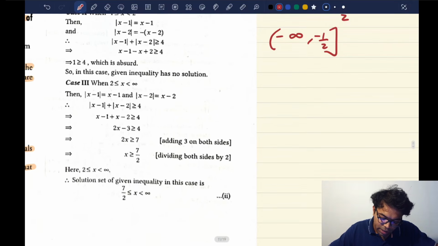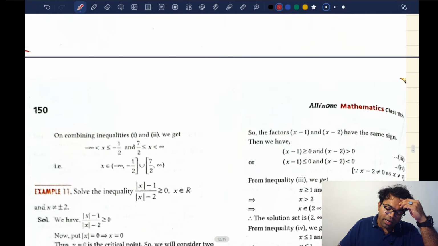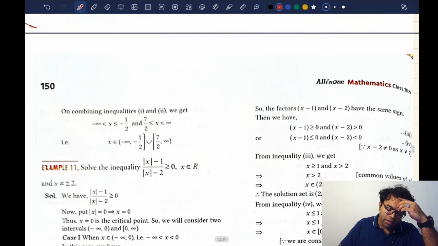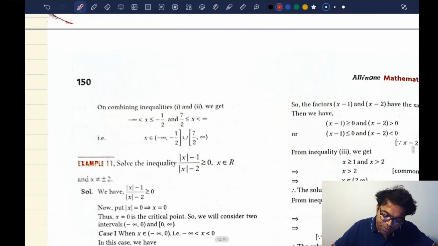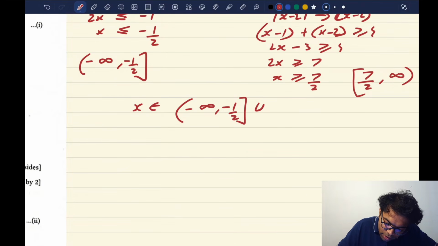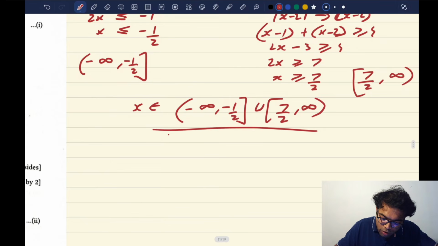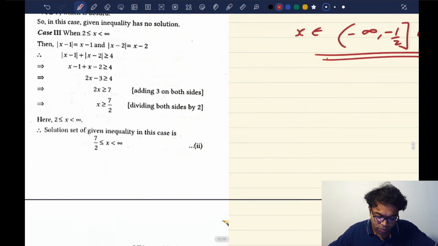So the solution set of the inequality here is 7 by 2 to infinity. Now combining the inequalities 1 and 2, we get what? Minus infinity to minus 1 by 2 and 7 by 2 to infinity becomes the overall solution. So x belongs to minus infinity to minus 1 by 2 union 7 by 2 to infinity. Clear? This becomes the overall solution of the equation. Understood? Okay. Next one.